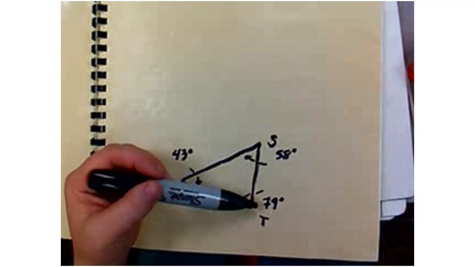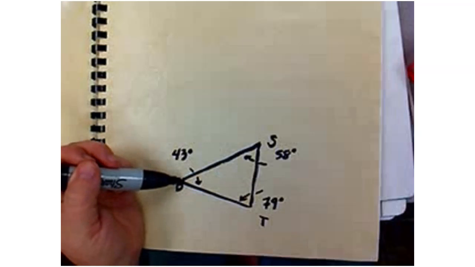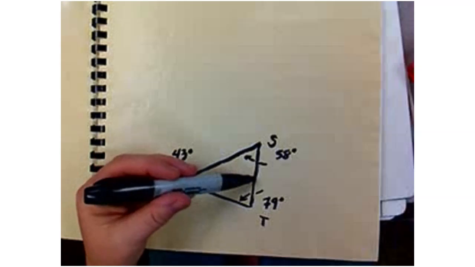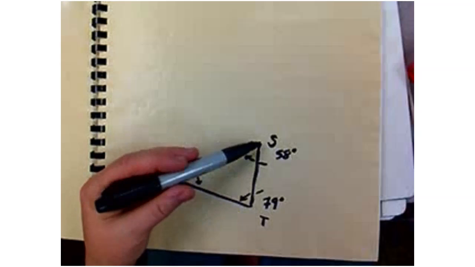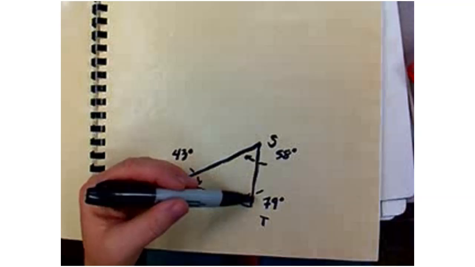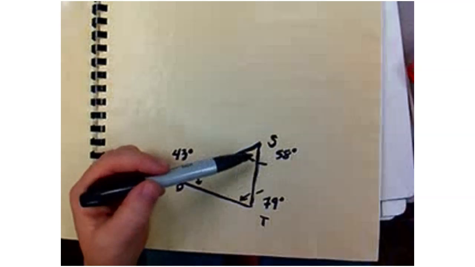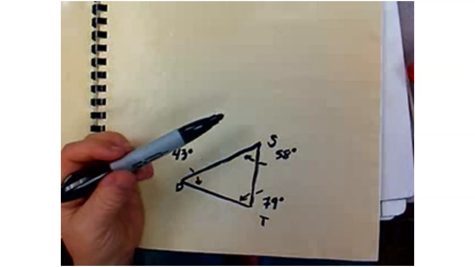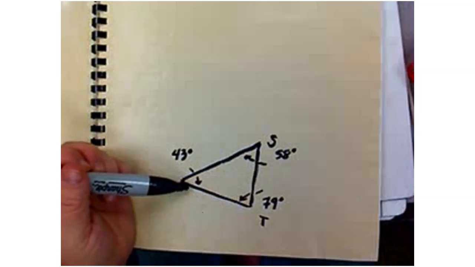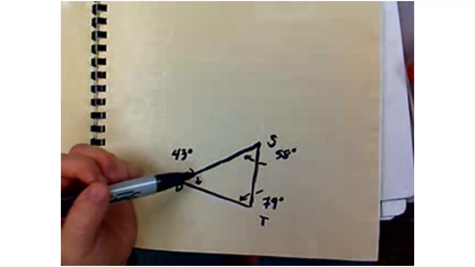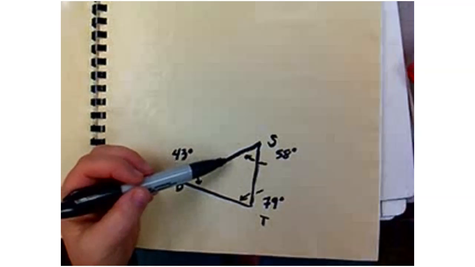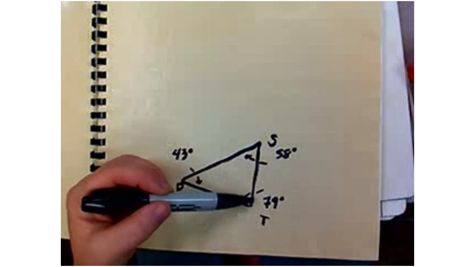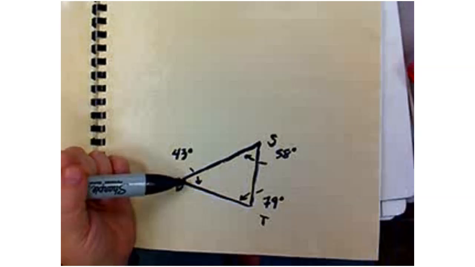They want to know the sides. So you go back to your angle D, and the side opposite, directly across from it, is side ST. That's the smallest side. So you'd say ST is less than, and you'd go to your 58-degree angle, angle S, and go to the side opposite, which is TD. So ST is less than TD. And finally, the side left over is DS. That's your longest side, the side opposite your 79-degree angle. So ST is less than TD, which is less than DS.